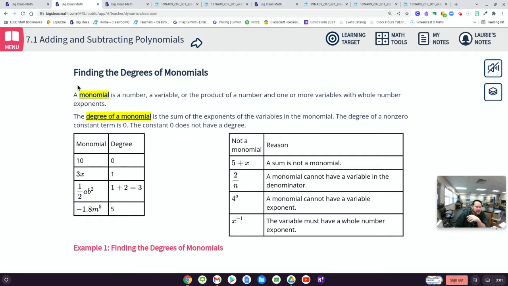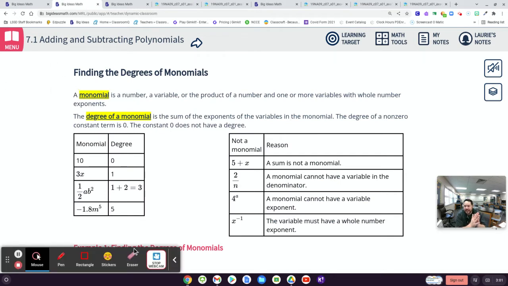First of all, a monomial is just a single term. So it could be a number, like 10 here is a monomial. It could be 3x, like this. It could have a coefficient and a couple of variables, even an exponent. So 1/2 ab squared is a monomial, even though it has a few parts to it. Negative 1.8 m to the fifth, that is a monomial. So all of those are examples of monomials.